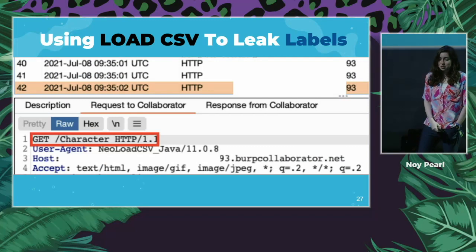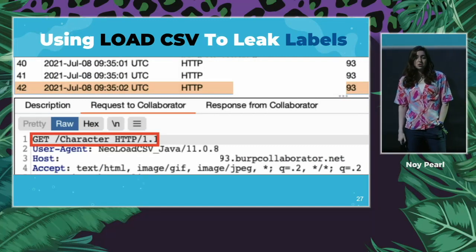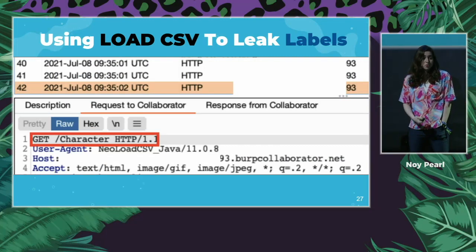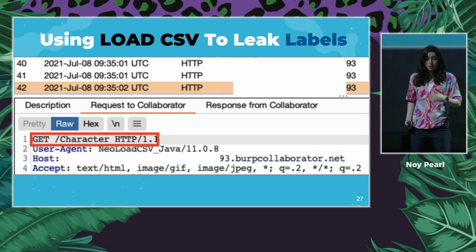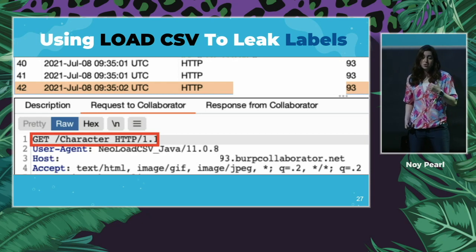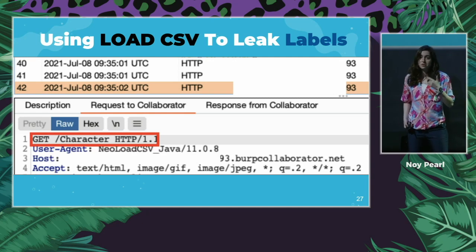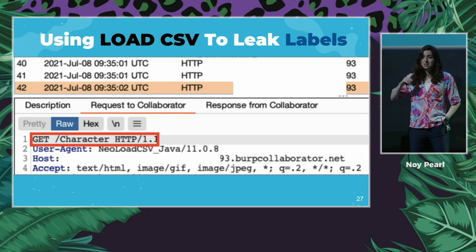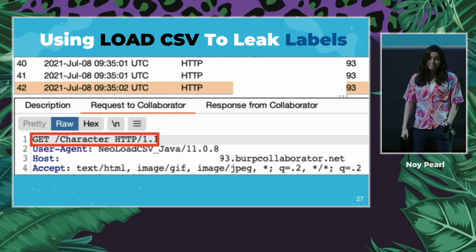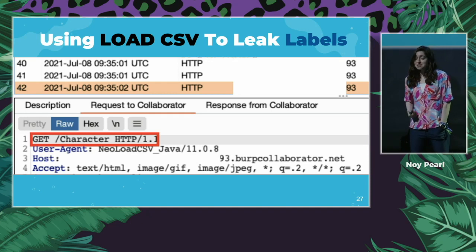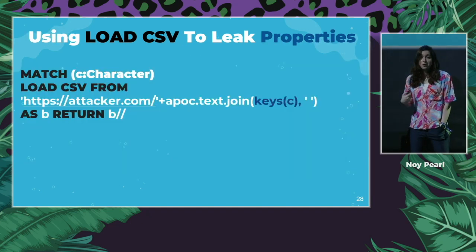This is what we will see if we just use, for example, Burp Suite Collaborator to see the request. We will get a request to our own server with the leaked label from the injection from the database. And as you can see in the second line, the user agent is actually neo-loadCSV Java, which means that the GET request was sent directly from the injection that we made with the help of the nice loadCSV in Neo4j. So using this technique, we can just leak more and more parts of the database.